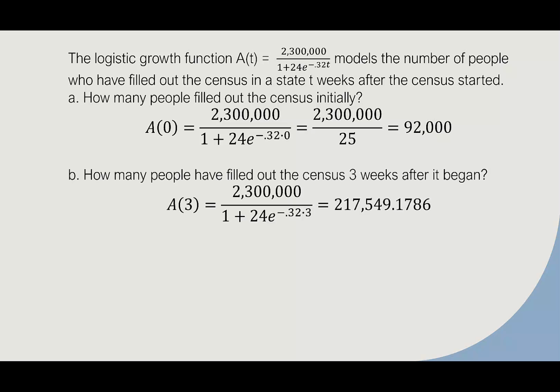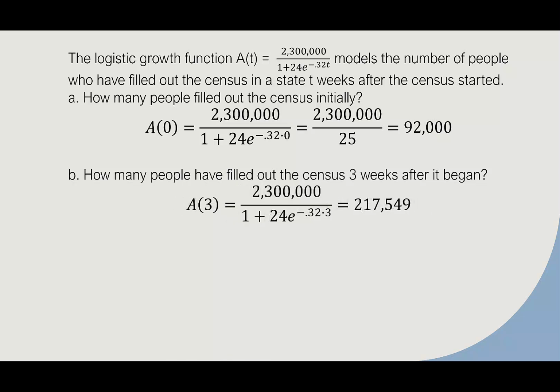Part B says how many people have filled out the census 3 weeks after it began. This time, we take the number 3 and we plug it into our model. We have 2.3 million over 1 plus 24 e to the negative 0.32 times 3. This comes out to 217,549.1786. We can't have part of a person, so we're going to get rid of the decimal and just leave it as 217,549. Our last question says, what is the carrying capacity of the model?